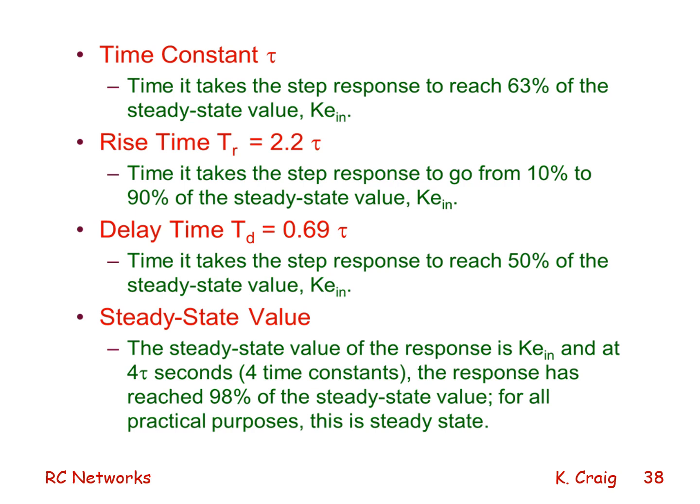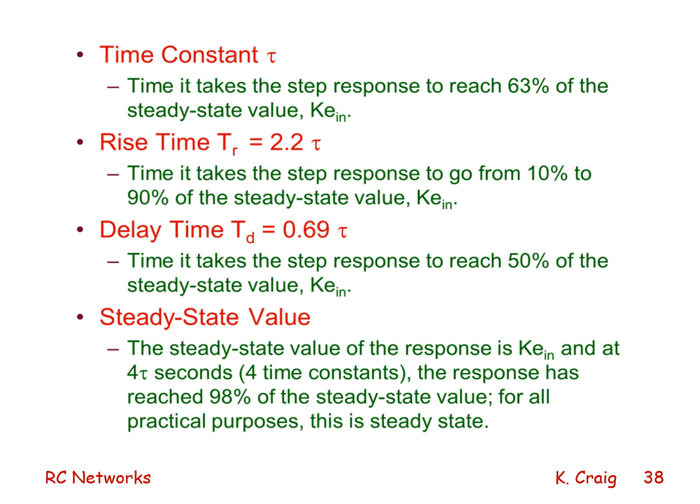Some definitions. The time constant tau is the time it takes the step response to reach 63% of the steady state value, K times E in. Rise time is 2.2 times tau. That's the time it takes the step response to go from 10% to 90% of the steady state value, K E in. Delay time, T sub D, equals 0.69 times tau. That's the time it takes the step response to reach 50% of the steady state value, which is K E in.